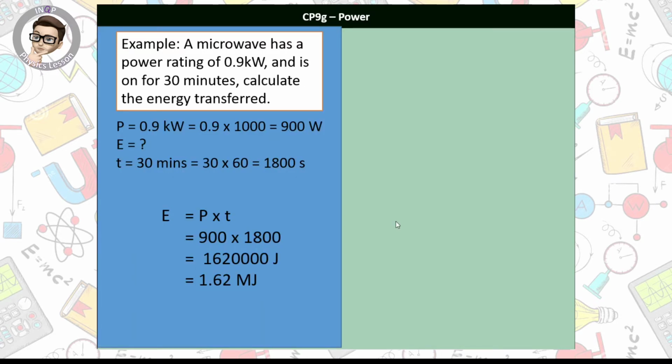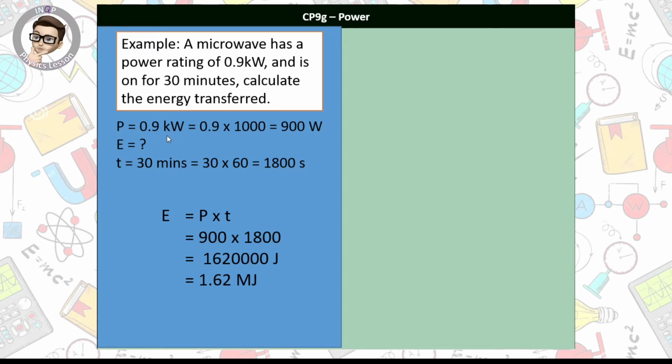So let's have a look at an example. Here we've got an example of a microwave having a power rating of 0.9 kilowatts. It's on for 30 minutes, and I'd like you to calculate the energy transferred. Well, just like we've been doing with the calculations that we've done at the start of this session, we've got to work out what information we have. We know we have the power being 0.9 kilowatts.